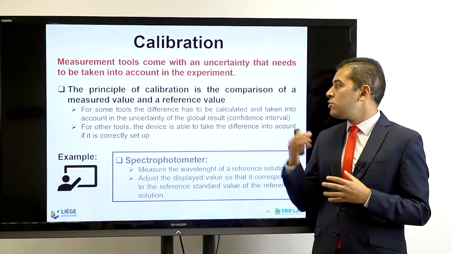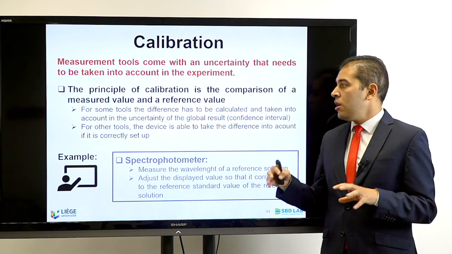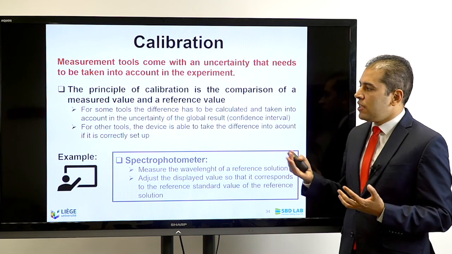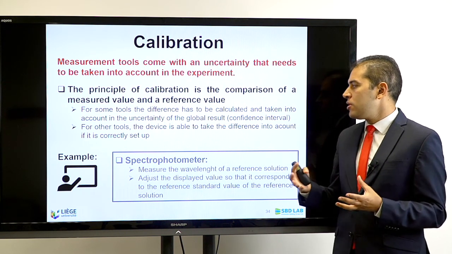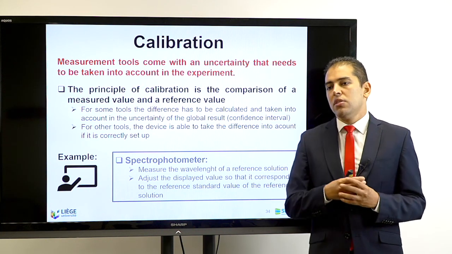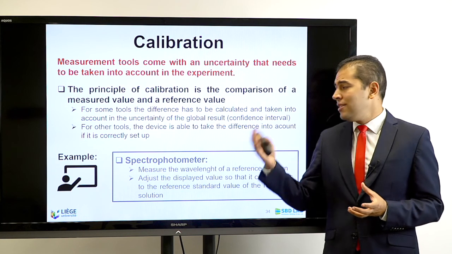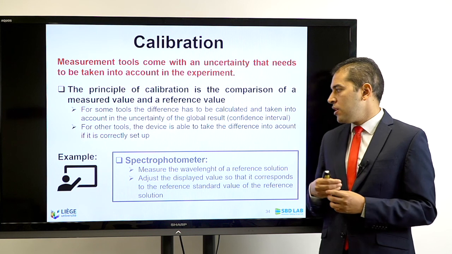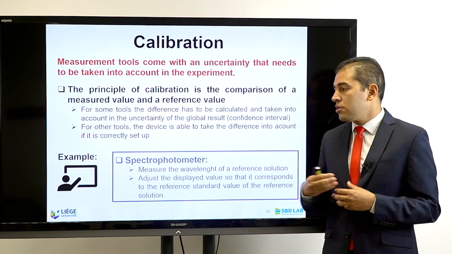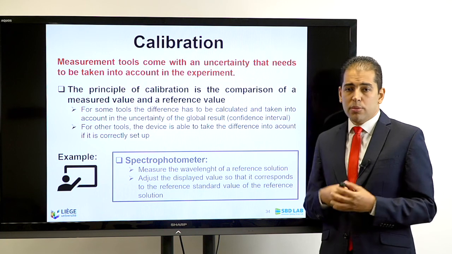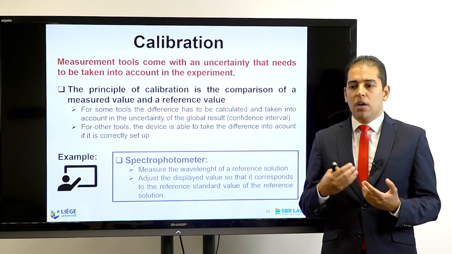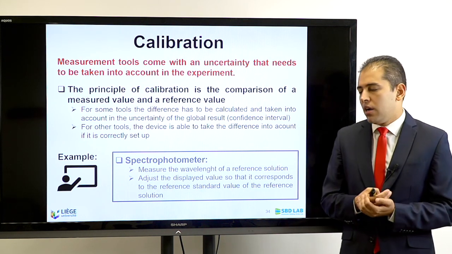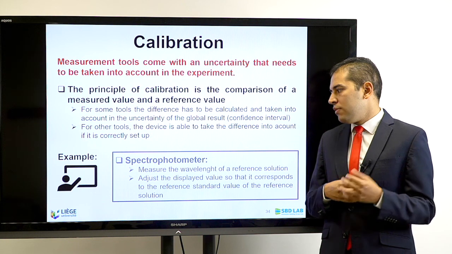The principle of calibration is to compare a measured value and a reference value. So this is the basic, and for some tools the difference has to be calculated, taking into account the uncertainty of the global results. So we can integrate the range of error of my equipment in the overall confidence interval value, or I can have it separately, and for other tools the device is able to take the difference into account if it's correctly set up. So some devices will allow you to have a kind of correction setup. You can calibrate on the spot, and then you have a very high accuracy depending on the level of investigation.